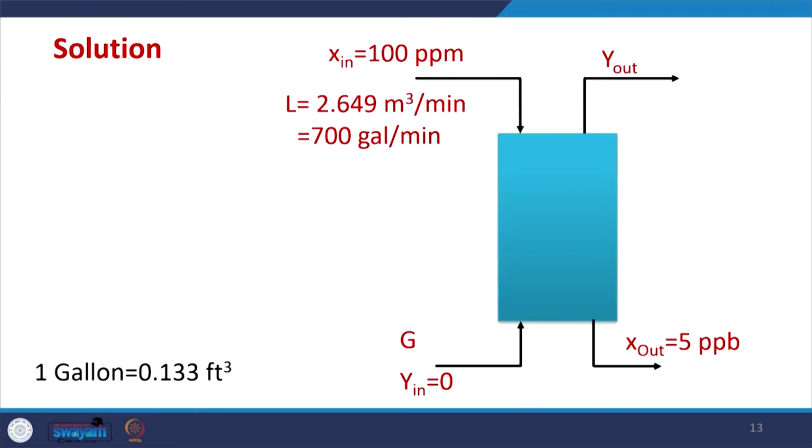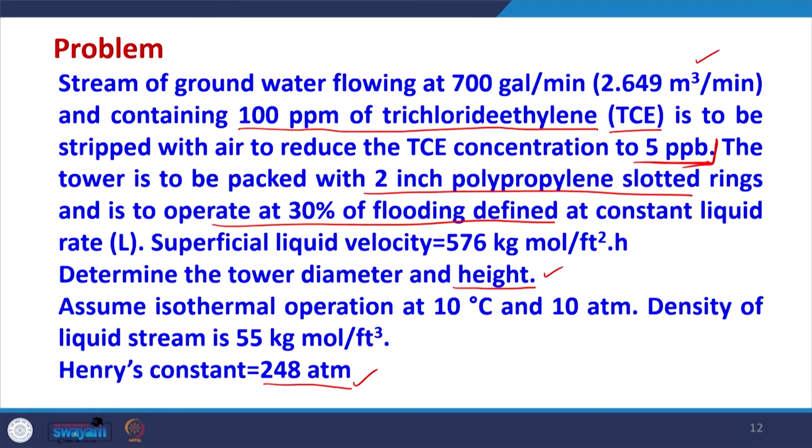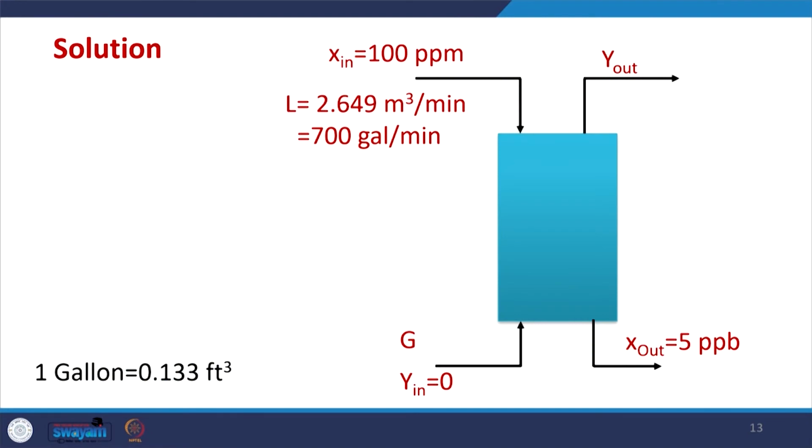Now, let us put a balance of what is given here. In this problem, 2.649 meter cube per minute is the flow rate. In gallons also, because gallons is the common terminology in many countries. We can calculate in gallons also, but we are writing like this only. So, this is the flow rate, and this is the 100 ppm, but we want it to be reduced to 5 ppb. So, here L will be the same.